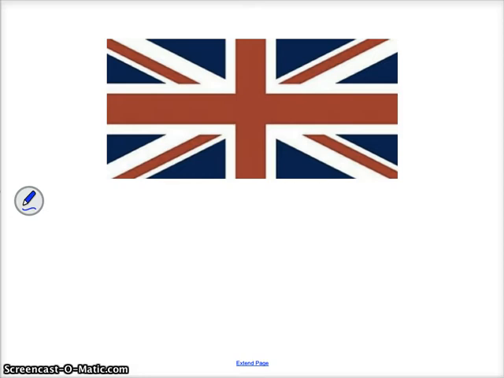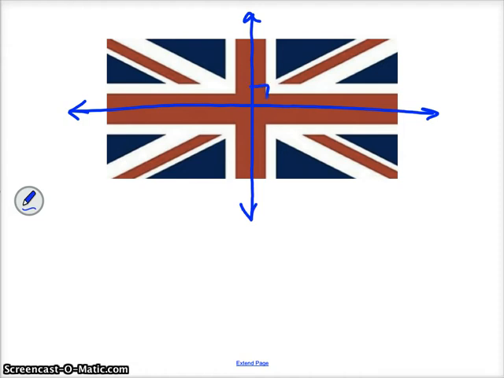Look at this very British example of lines. Are these lines parallel or perpendicular? Let's talk about those bold red lines first. Parallel or perpendicular? Correct answer is perpendicular. Remember, they are intersecting at a 90-degree angle. Okay? There are many other lines that are intersecting in this picture.